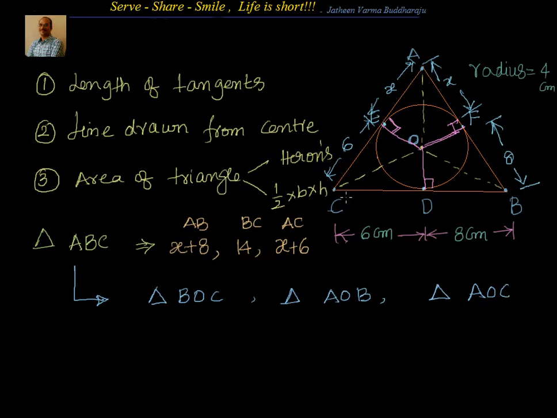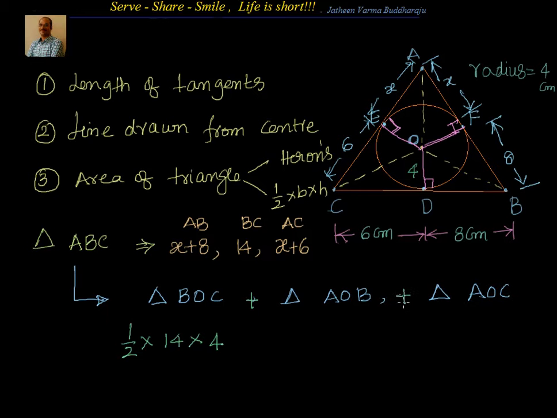Triangle BOC area is nothing but half into base into height. The base is 14 and the height is always 4 because the radius is 4. So can I say half into BC into height, half into 14 into 4.